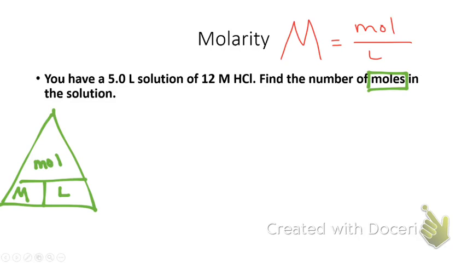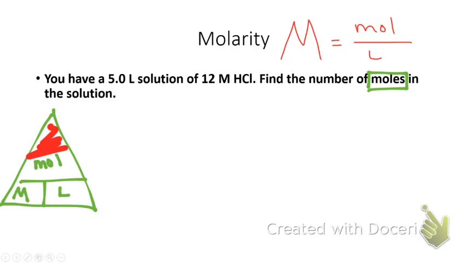Capital M represents molarity, moles goes up top, and then liters goes down below. I like this triangle because it shows you a fun way of figuring out how to solve for any variable. If you cover over the variable you're looking for, it magically shows you the formula you need to use to solve it. So for example, if I cover over molarity, it shows me I need to take moles and divide by liters. If I'm looking for moles, I'm going to cover over moles, and it will show me I should multiply my molarity times my liters. And if I'm looking for liters, I'm going to cover over liters, and it will show me how to solve for that. You take moles divided by molarity. So I like this little triangle for that reason.